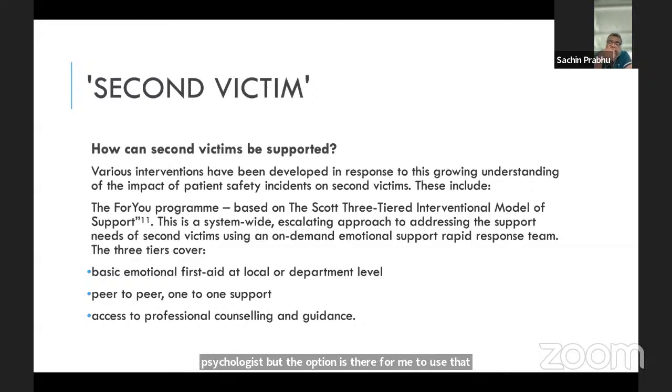There are lots of online resources that the hospital provides as well, and increasingly they're being used. And you spoke about Generation Z, actually, and they are well aware of their deficiencies, and they will not hesitate to ask for support and be open. I think our generation is pretty poor at that, actually. So basically it covers emotional first aid, local or departmental level, peer-to-peer, one-to-one support. So, you may be given a mentor or somebody to help you come out of it, and access to professional counseling and guidance. Next slide.